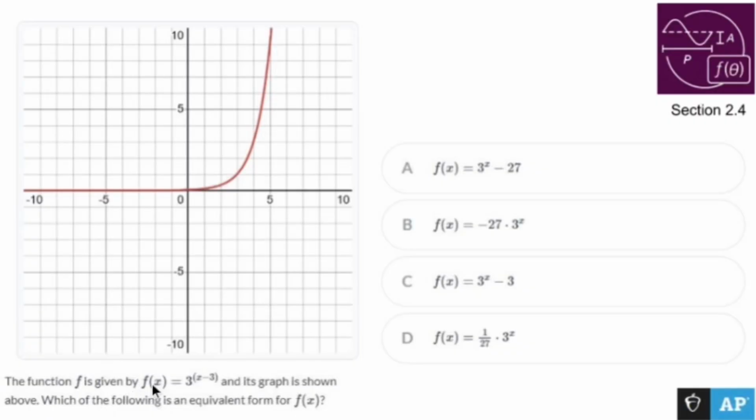The function f is given by f of x equals 3 to the x minus 3 as the exponent, and its graph is shown above. So, first things first. This is the same thing as 3 to the x, but since you have x minus 3 inside the parentheses, you move to the right 3. Is that at all what I want to do? No. Which of the following is the equivalent form? So that's not at all what I want to do. So I just have a picture for no reason whatsoever.